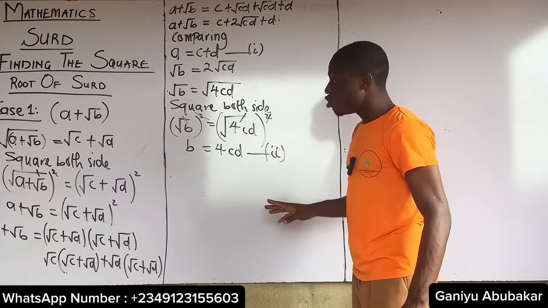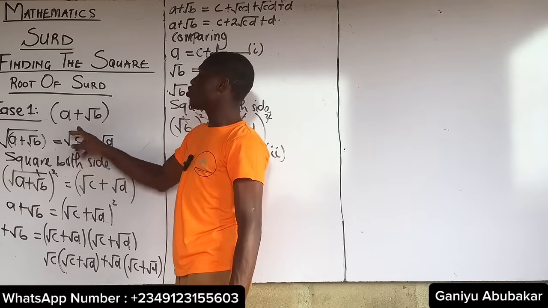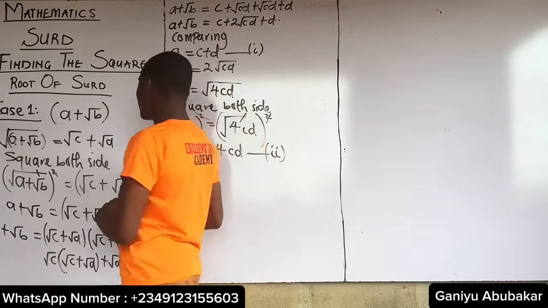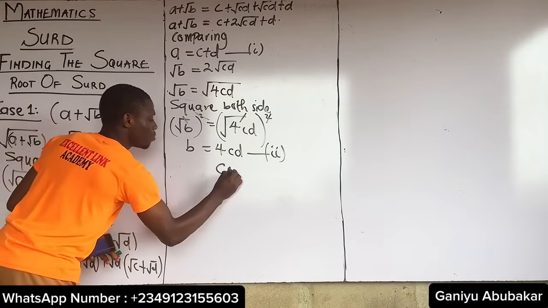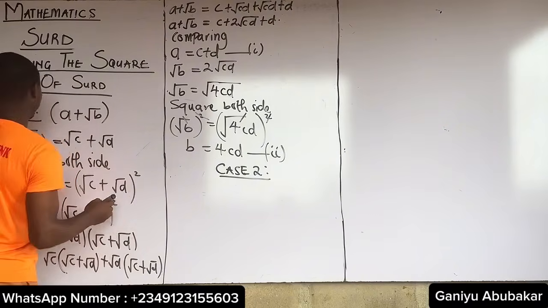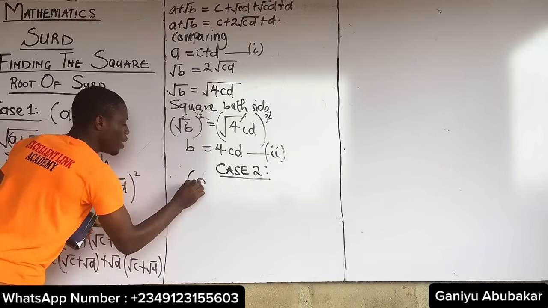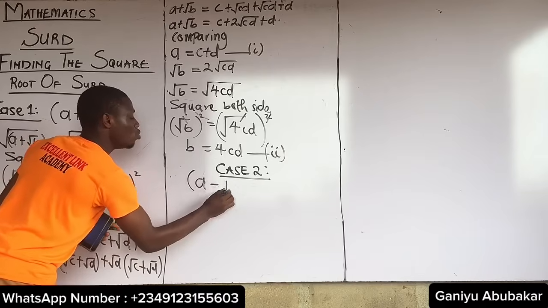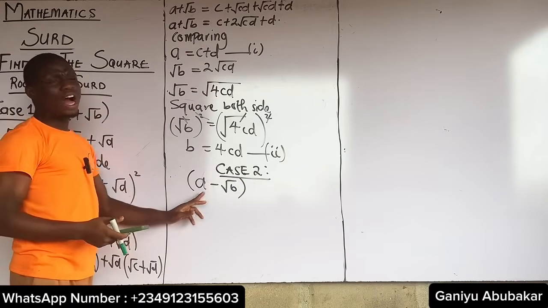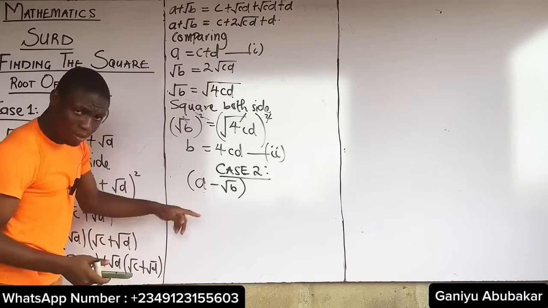It's simple. Just find the square root of what you are given, which is equal to the square root of an alphabet plus the square root of an alphabet. This is the case of addition. Let's take case 2, where we are to find the square root of A minus root B. The question says find the square root of this one. How do you find the square root of this surd? The task is quite simple, the same procedure.